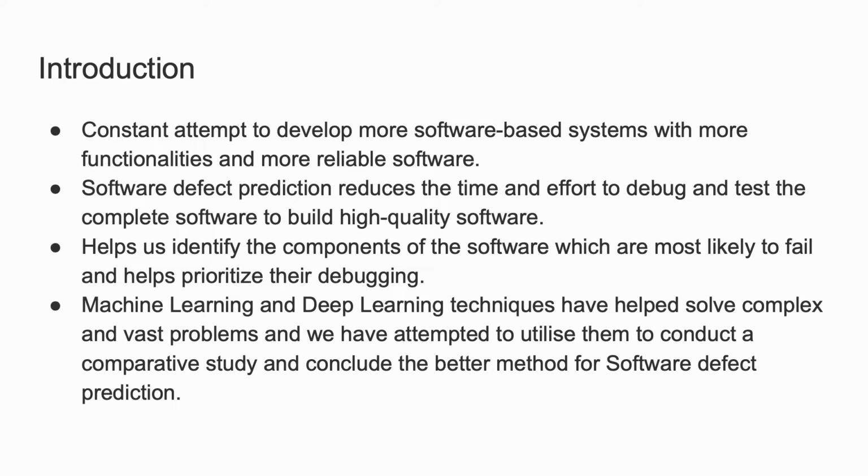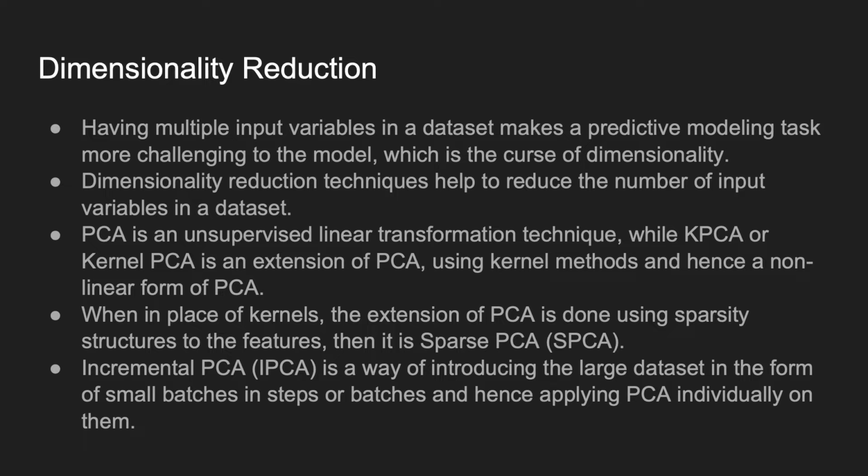Machine learning and deep learning techniques have helped solve complex and vast problems. We have attempted to utilize them to conduct a comparative study and conclude the better method for our software defect prediction. One of the key features that we have found in the problem is that there are quite a lot of dimensions and factors that are affecting the reliability of the software. Hence, dimensionality reduction is one of the ideas that we have been taking forward in reducing the number of dimensions or factors that affect the reliability.